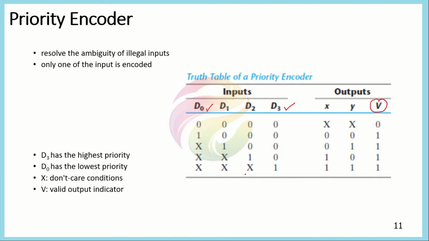And similarly for the last case, we have d3 equal to 1. So in this case, regardless of the values of d2, d1 and d0, we would be assigning 1 1 to the output. You can see here that the total number of combinations that a 4 input system must form should be 16, but we are only representing 5 of them here. The remaining are represented by this don't care term here.